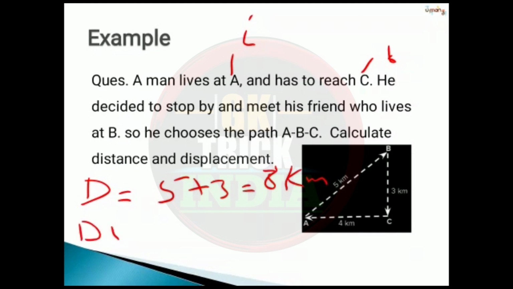While calculating the displacement, we need to first analyze the initial and final position. As I have already mentioned, the initial position is A, final position is C. Using the Pythagoras theorem, we can find out the distance between A and C, which is coming out as 4 km.